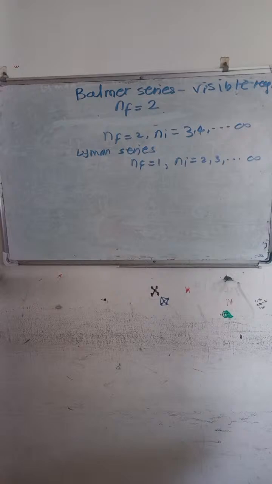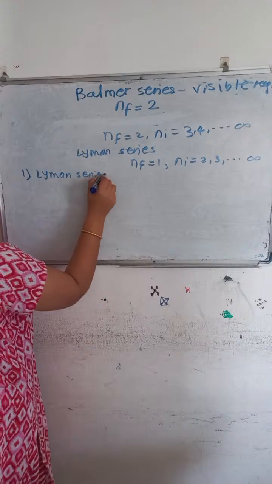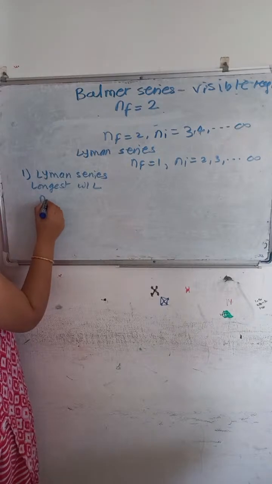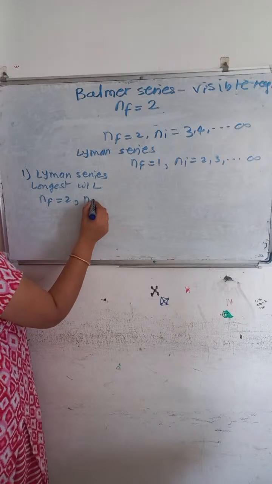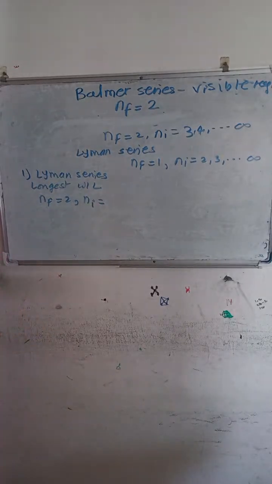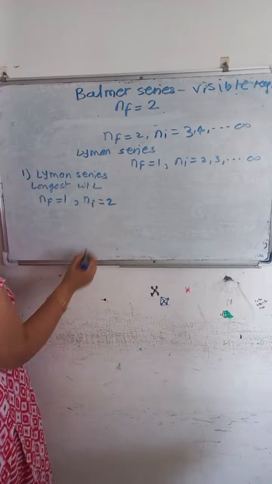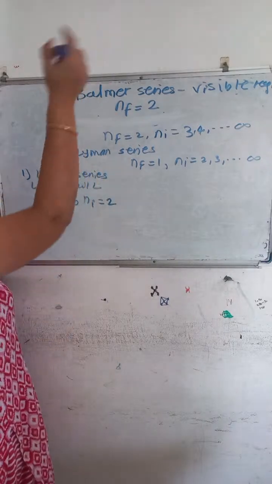Then the second bit they are asking: find the longest wavelength in the Lyman series. I will write here, Lyman series for longest wavelength. Longest means n initial is taken right after the final state. For Lyman, nf is 1 and ni is nothing but 2. So for longest we take the next level, and for shortest we go for infinity.